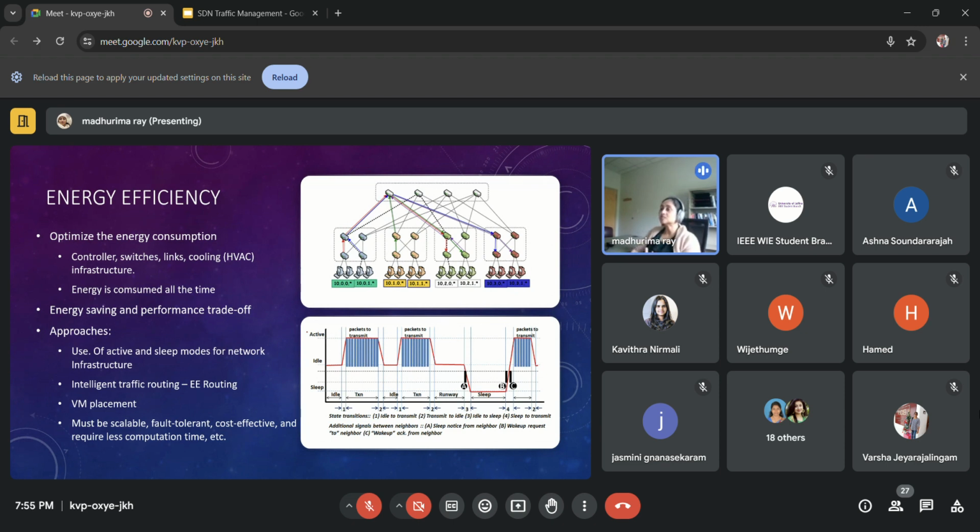Okay, so that's why we proposed a certain energy management technique for SDN. IEEE has a standard, 802.3, which is called low power idle. That means you can put your links in a really deep sleep mode. So you see this picture here.